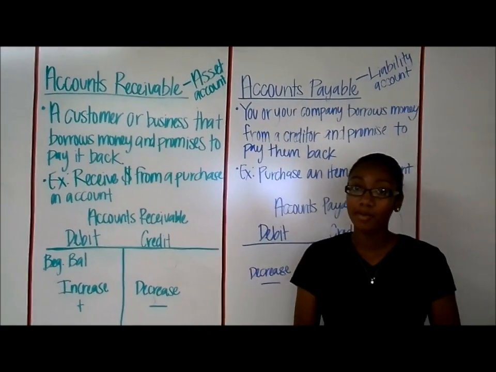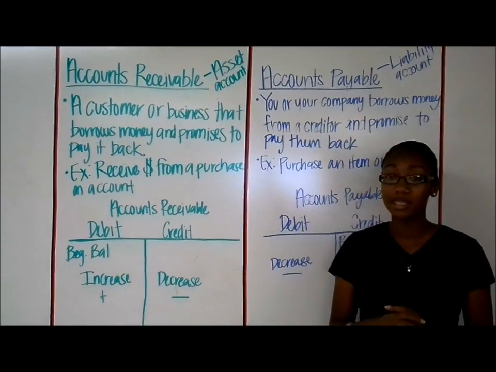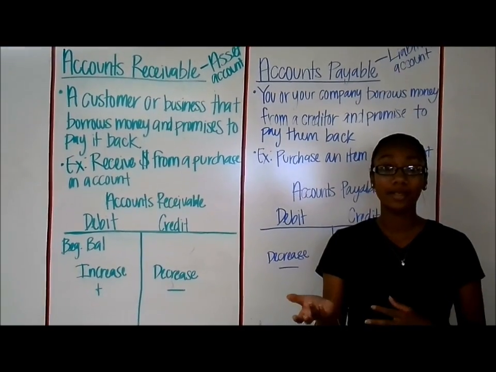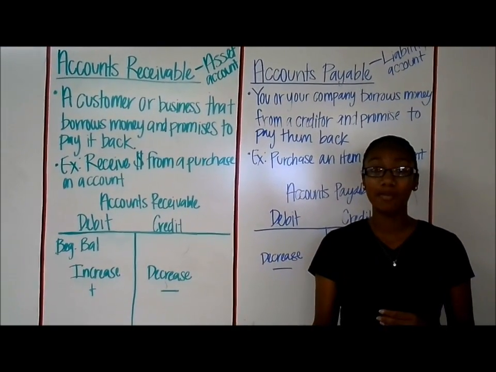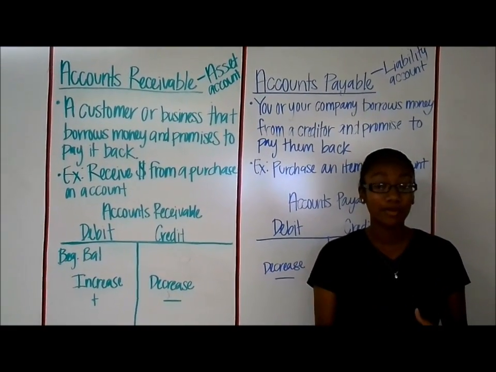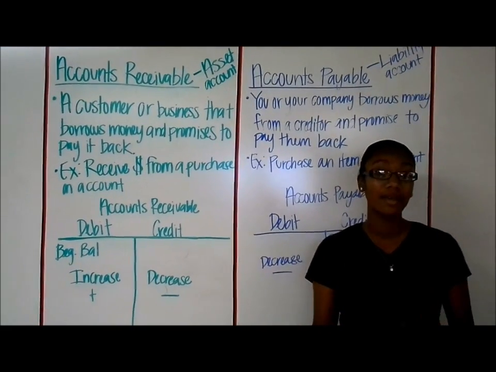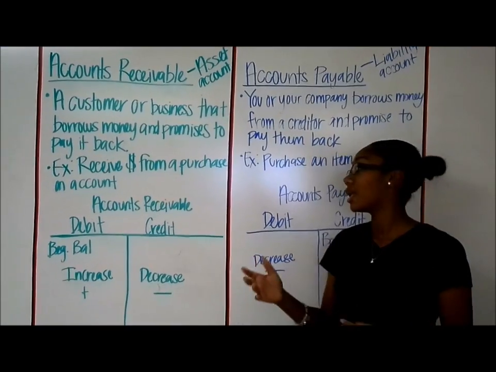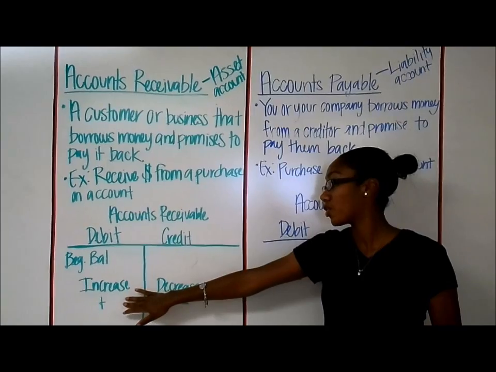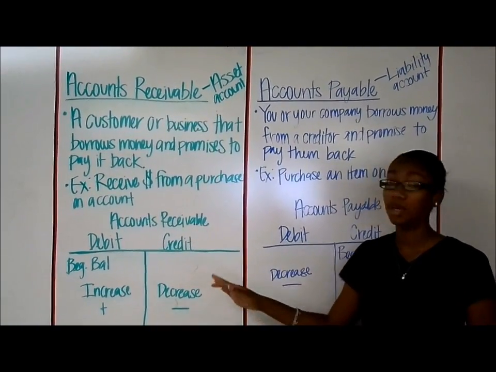So let's recap and review what we learned today. We learned that accounts receivable is when a company will pay you back for money that they borrowed at an earlier date. So another example of this would be an IOU from a friend. So let's say a friend borrowed $20 from you and now they're paying you back. That would be an accounts receivable. And in accounts receivable, the beginning balance and any increase to the account would be a debit, and any decrease to the account would be a credit.